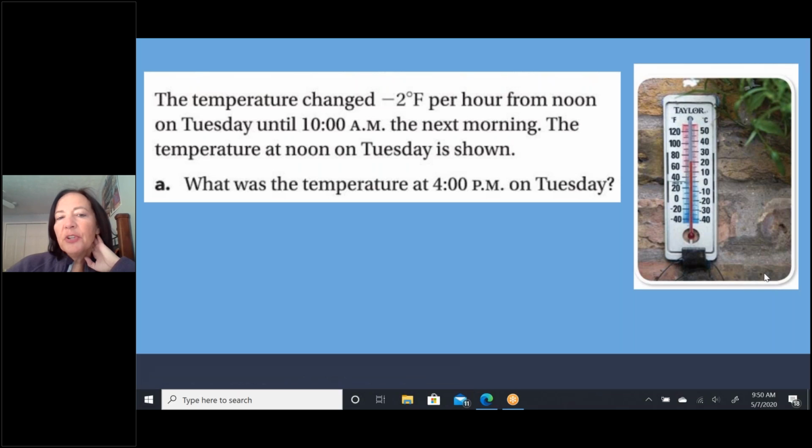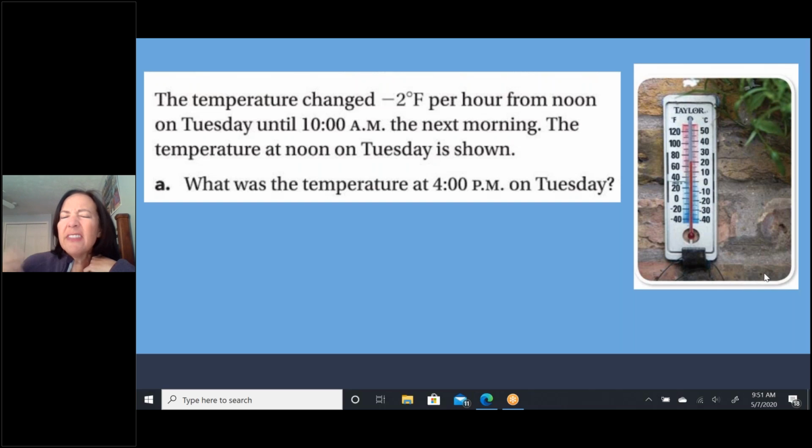It says the temperature changed -2 degrees per hour from noon on Tuesday until 10 a.m. the next morning. The temperature at noon on Tuesday is shown. What was the temperature at 4 p.m. on Tuesday? So let's start off. Let's even talk about what's the problem asking. The temperature changed -2 degrees per hour. So is the temperature going up or the temperature going down, Tashana? It's going down.